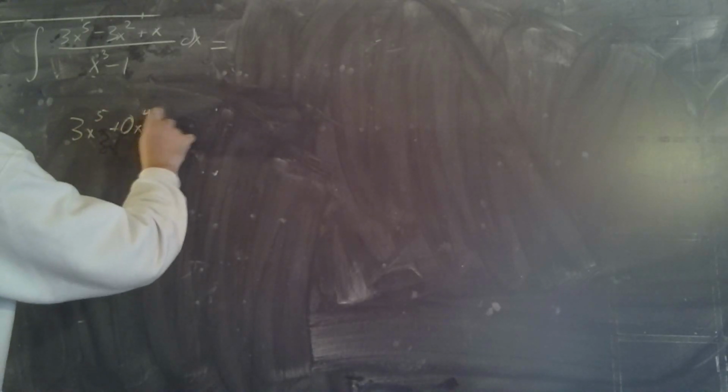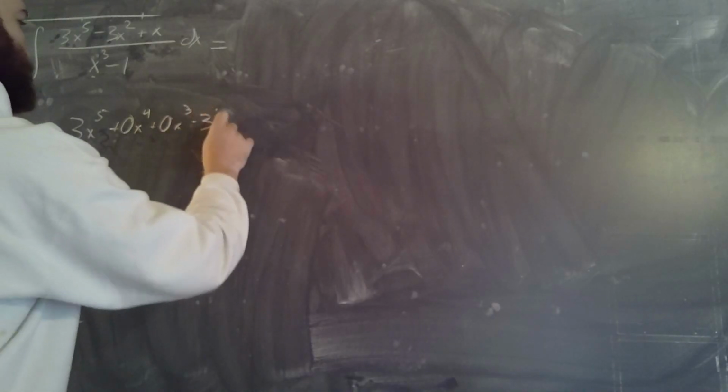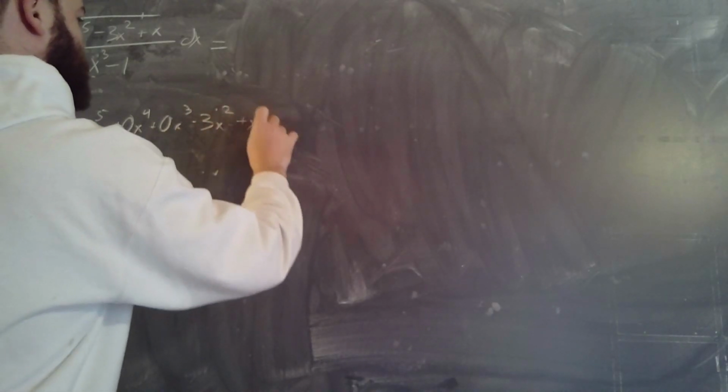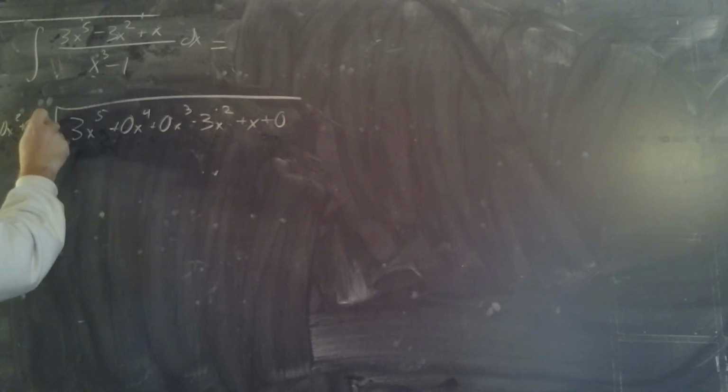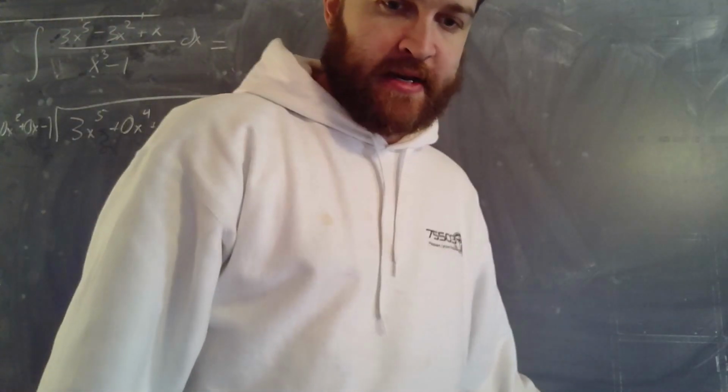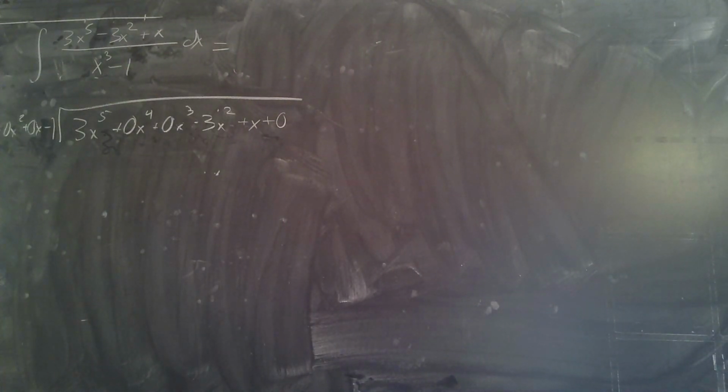That's 3x to the fifth plus 0x to the fourth plus 0x to the third minus 3x to the second plus x plus 0, all divided by x to the third power plus 0x squared plus 0x plus minus 1. And it looks like the divisor's been cut off of the screen just a little bit. So all I did was I wrote x to the third minus 1, but I left spaces for the 0x squared and the 0x just to make sure that I don't miss anything during the long division step. This is one of the first things we're going to do.